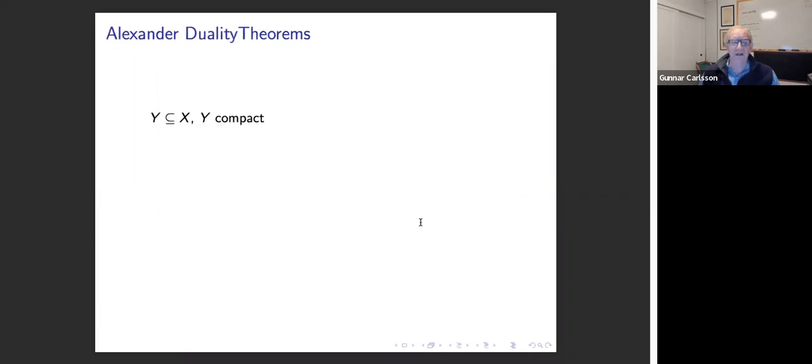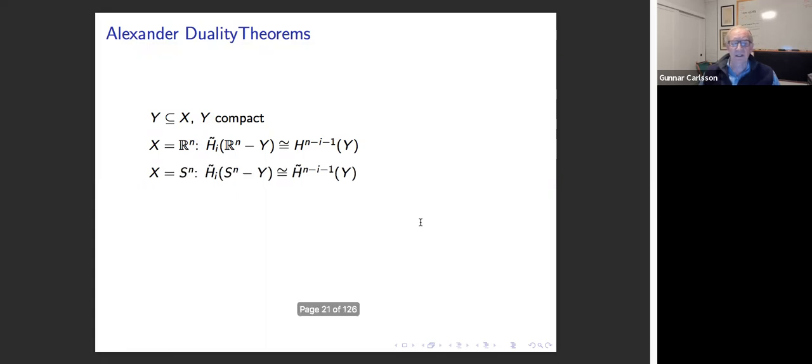So let me summarize it for you. Y is contained in a manifold X, and Y is compact. In the case of R^n, we have this statement here where the reduced homology of R^n minus Y is isomorphic to H^(n-i-1) of Y. And similarly in S^n, which is the cleanest statement, you can see here it's an isomorphism between the reduced homology and the reduced cohomology on the other side.